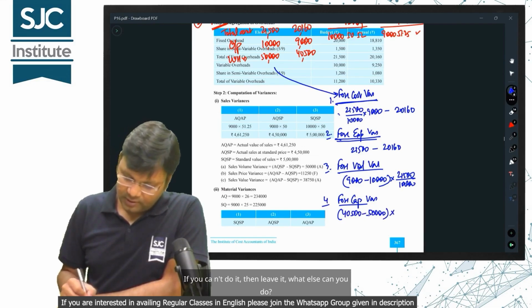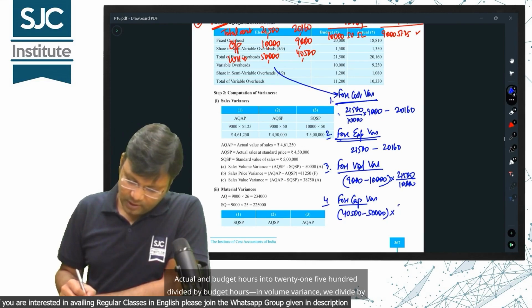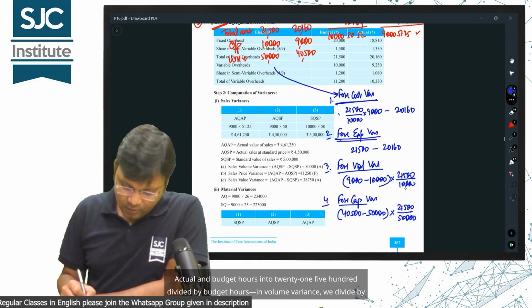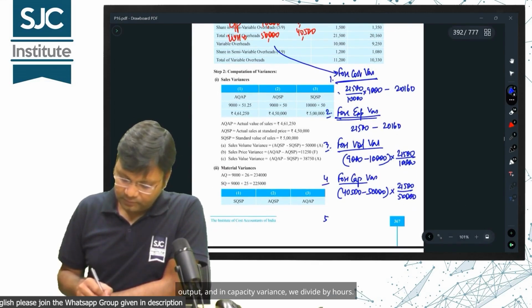If you can't do it, then leave it. What else can you do? Actual and budget hours into 21,500 divided by budget hours. In volume variance, we divide by output, and in capacity variance, we divide by hours.